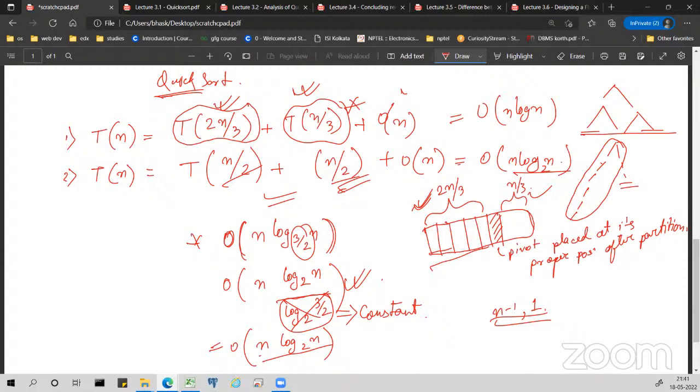Is there any doubt in the reasoning? You want to ask something, you want to tell anything? Any doubt? Why this is always n log n? Other than the n minus 1 and 1 case. In this case, it would be n square. Other than this case, every time it would be n log n. Fine. Anyone has doubt? Okay.